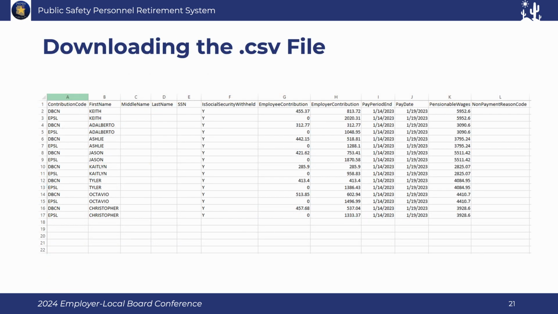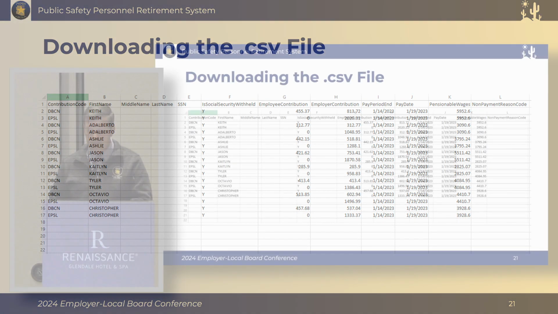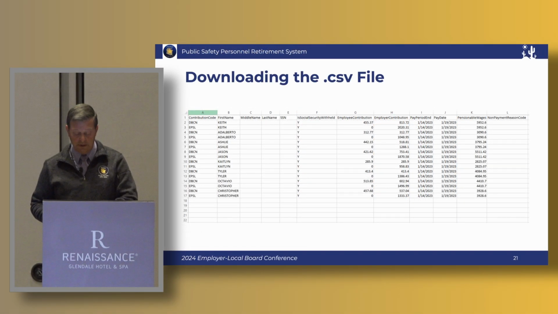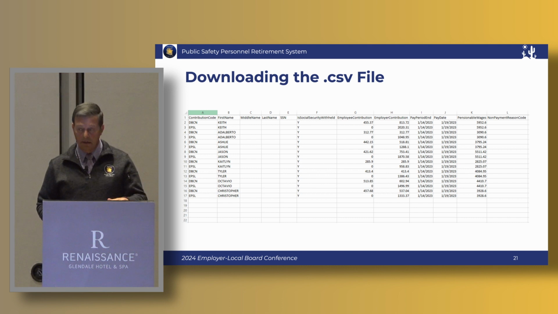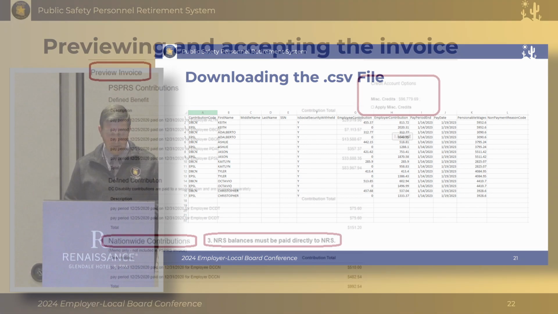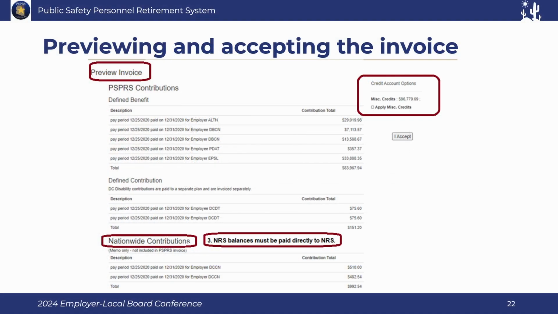Now, downloading the CSV file, this is what the CSV file looks like. If you have blue errors in here, all it's telling you is that our system made the corrections. You can still continue with the upload. This is for your records to make future corrections to the particular file for the next pay period. Downloading the CSV file does complete the audit trail from what you originally submitted, to what our system validated, and then what is going to be invoiced. Next is previewing and accepting that invoice that you just submitted to us. So this is still a preview only.